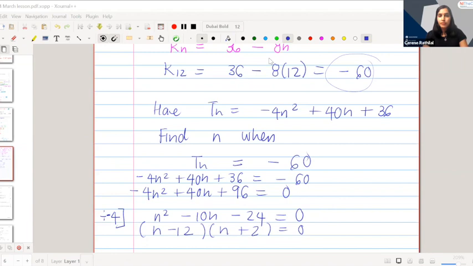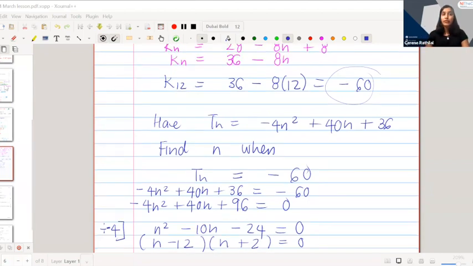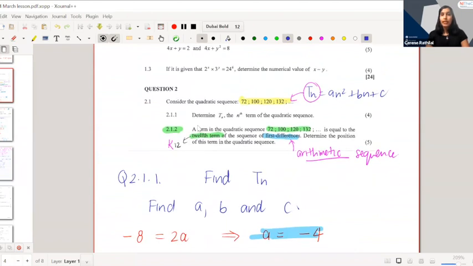Okay, we have some no's. Okay, so where exactly is the misunderstanding arising? So let's go back to the question. The question said that a term in the quadratic sequence is equal to the 12th term in the first difference sequence, right? So there is some Tn in the green sequence, such that Tn is equal to K12. In our case, that K12 is equal to negative 60. And so that's what we needed to solve, because we found out that K12 was negative 60.